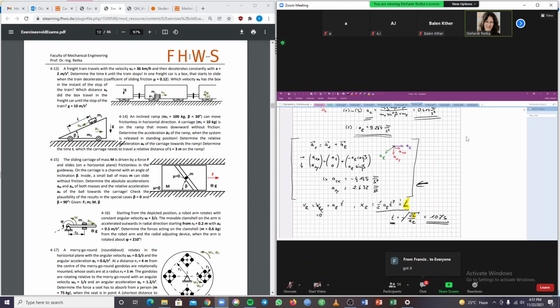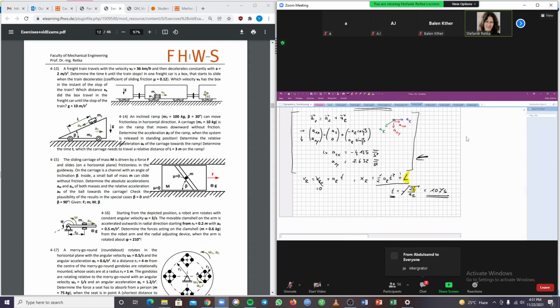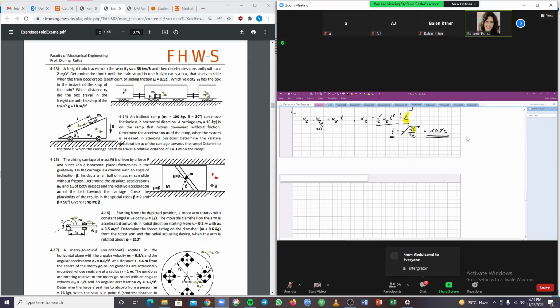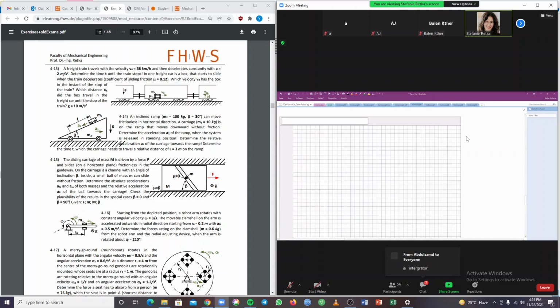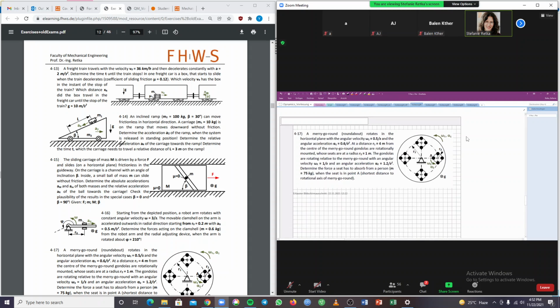Yes, a question in the chat. It's on integration. Okay. All right. Let's have a look at another exercise, problem 417. I just have to copy it from the exercise book. Okay, there it is.